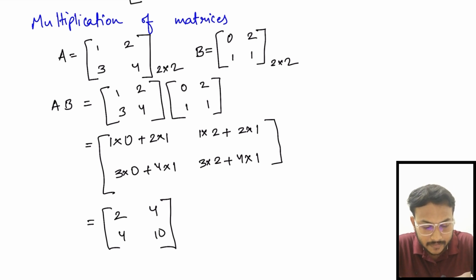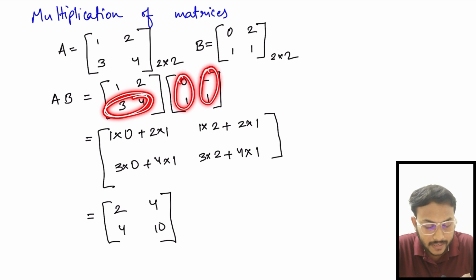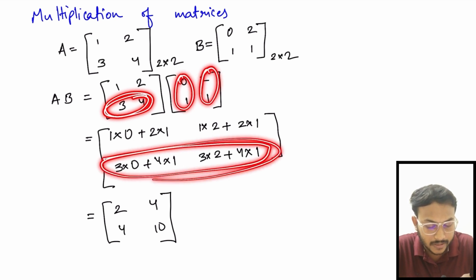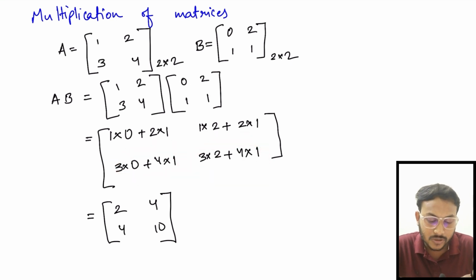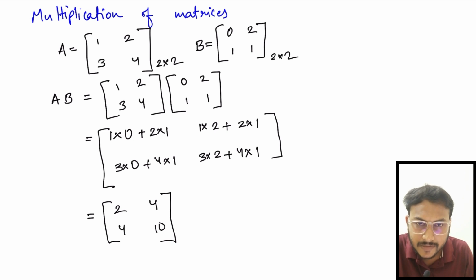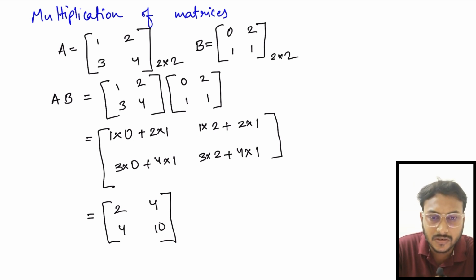Then we have to multiply the second row with the second column. So 3 into 2 plus 4 into 1. That is how you will get the fourth element of the matrix. So when we multiply the second row with both the columns, we will get these two elements. So that is how you multiply two matrices. Now we will see more examples.